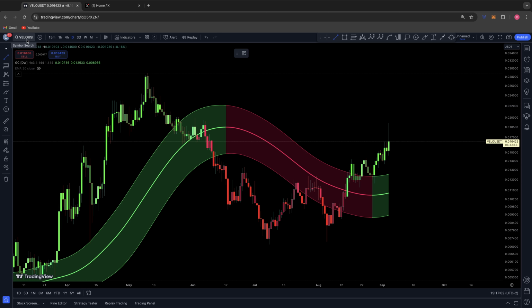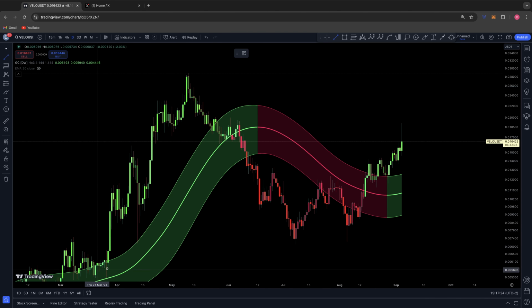Today we will be discussing VELO. The ticker is VELO against USDT on the daily time frame. I did post an update yesterday evening, but there are some other signals or indicators that I've realized I want to cover and share with you guys. And one of these is the Gorian channel. This is what we have on our charts here.